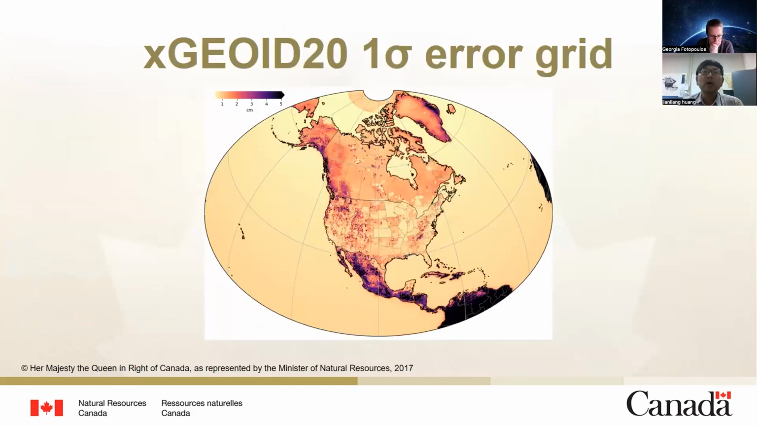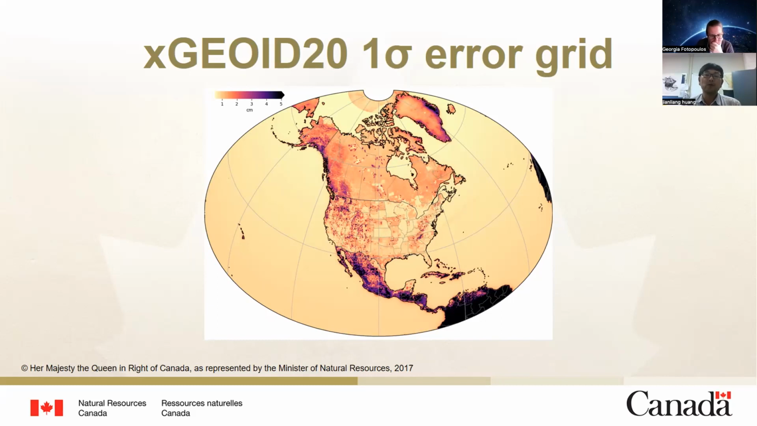Then finally, we also developed a geoid error model for the 2 experimental geoid models. On the west side, the error ranges from 2 to 5 centimeters. On the east part of the continent, the geoid error ranges from 1 to 3 centimeters.